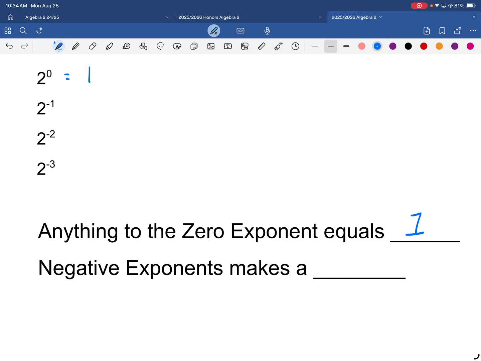And that's always going to be the case. So if we have a complicated problem, and it's all inside parentheses and it's to the 0, the answer is just 1. Okay, so anything to the 0 power is equal to 1.